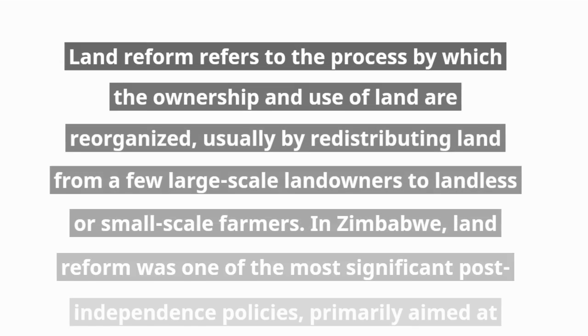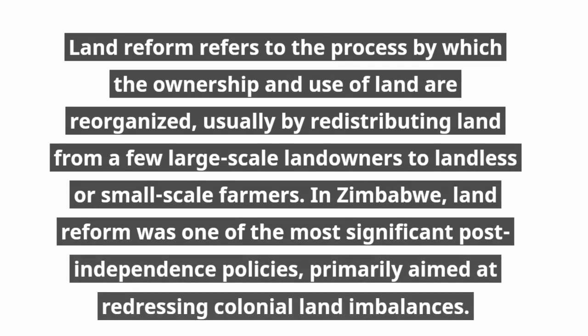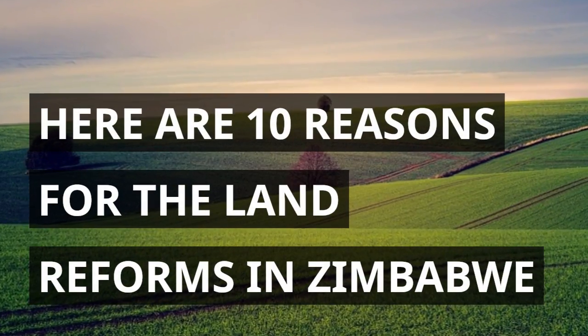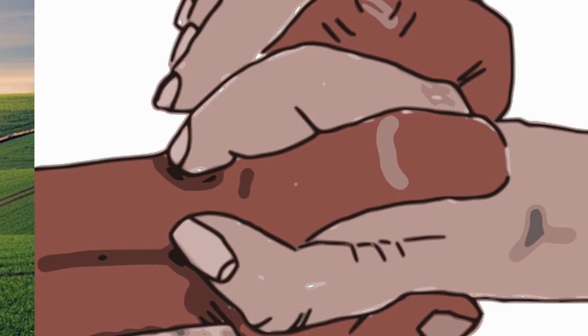Land reform refers to the process by which the ownership and use of land are reorganized, usually by redistributing land from a few large-scale landowners to landless or small-scale farmers. In Zimbabwe, land reform was one of the most significant post-independence policies, primarily aimed at redressing colonial land imbalances. Here are 10 reasons for the land reforms in Zimbabwe.